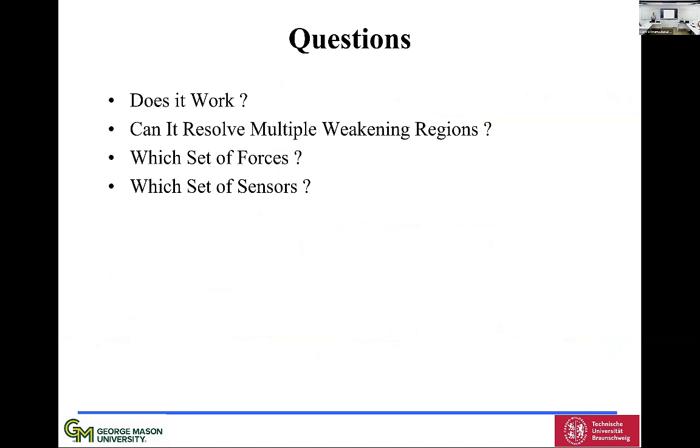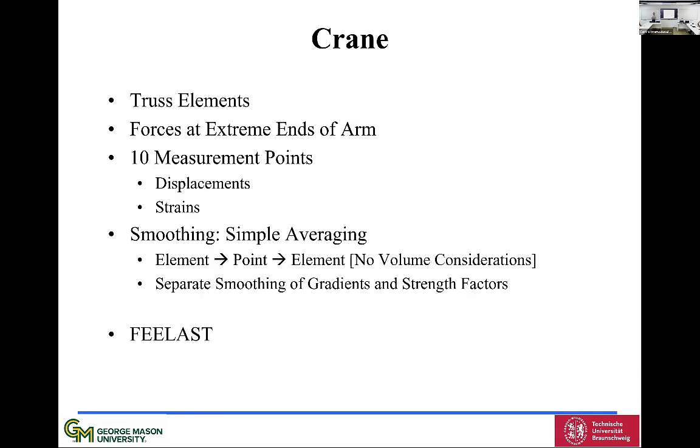So does this work? And can it resolve multiple weakening dimensions? Which set of forces should we use, and which set of sensors? Let's start with a simple example of a crane. This was actually done here. I looked out of the window and I saw the crane, and I did it. This was before we started with this. I had an illustration for this.